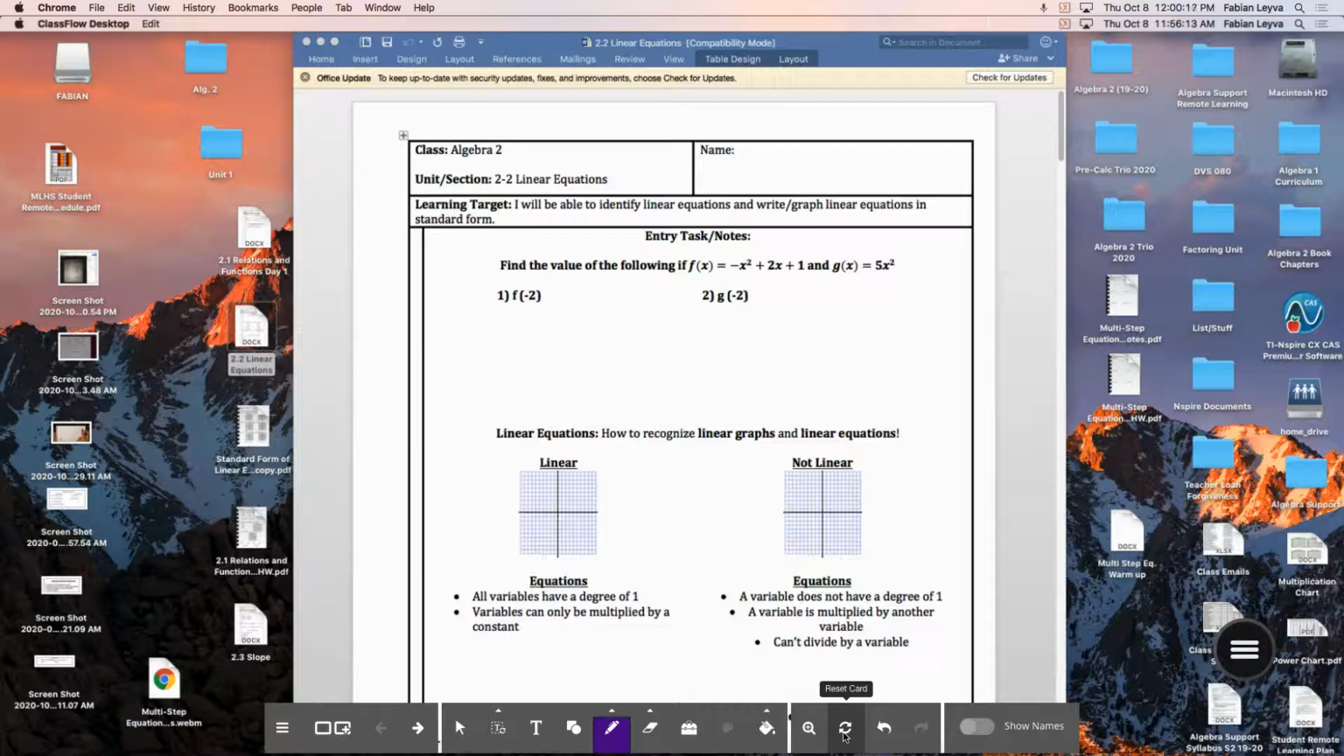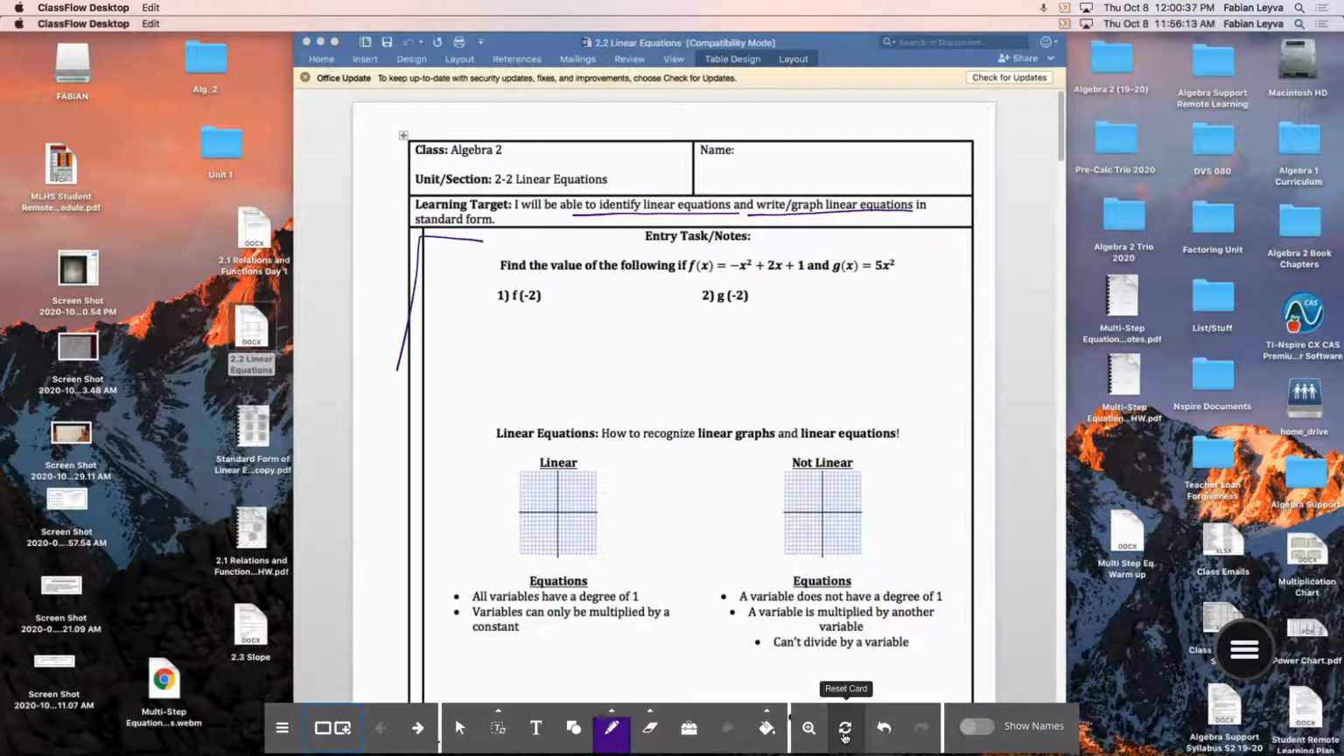Alright guys, so today we're going to be covering 2.2 linear equations. My goal for the end of the day is for you to be able to identify linear equations and also write and graph linear equations in standard form. Now if you don't know what any of that is, do not worry about it. We're going to spend all day today trying to figure it out.